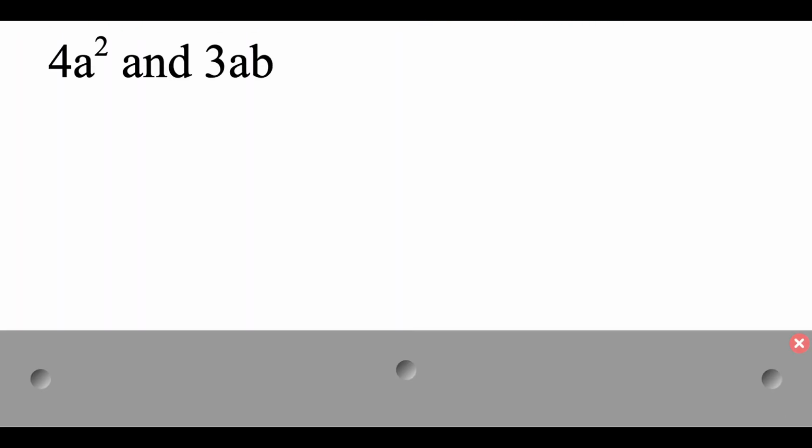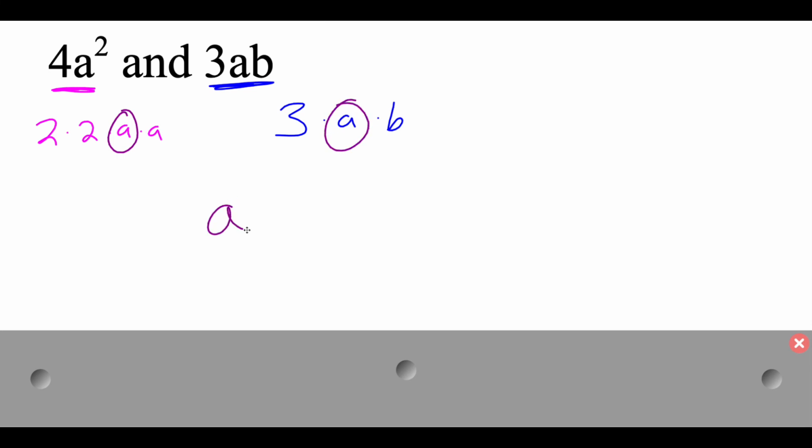Now in this next example, we've got 4a squared and 3ab. If we look at 4a squared first, 4 is going to be 2 times 2. A squared is going to be a times a. So all the way factored out, that's 2 times 2 times a times a. For 3ab, 3 is prime, so the only factors are 1 and 3, so I'm just going to leave it as 3. Now to get ab, that's going to be a times b. That's as far as that one will break down. Now we're looking for what they have in common, and the only thing that they have in common is a. So a is the GCF, the greatest common factor.